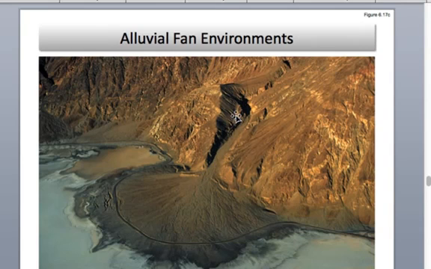So the stream loses energy. When the stream is moving through here, it's carrying particles. It can move them, and then once it enters here, it spreads out and the water loses its energy and drops those particles here in this fan-shaped pile. So again, we're narrow mountain valley or narrow mountain stream opens up to a much wider valley.